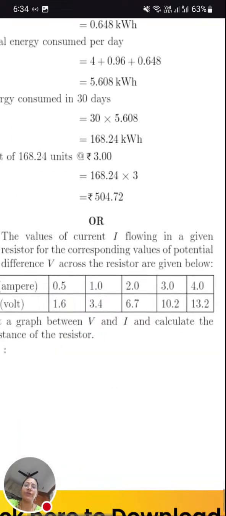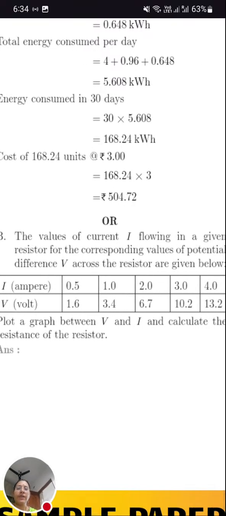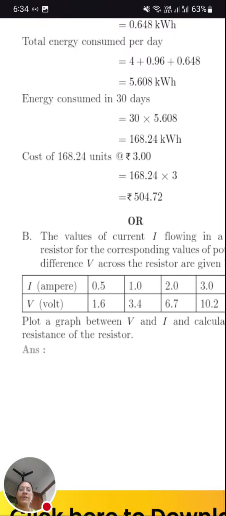Okay, now the next question. Value of current is given, so we need to draw the VI graph. Plot the graph between V and I and calculate the resistance of the resistor. So resistance का formula क्या है? R is equal to V by I. So first case R1 will be 1.6 upon 0.5. Second will be 3.4 upon 1. Third will be 6.7 upon 2. We need to divide both the values.